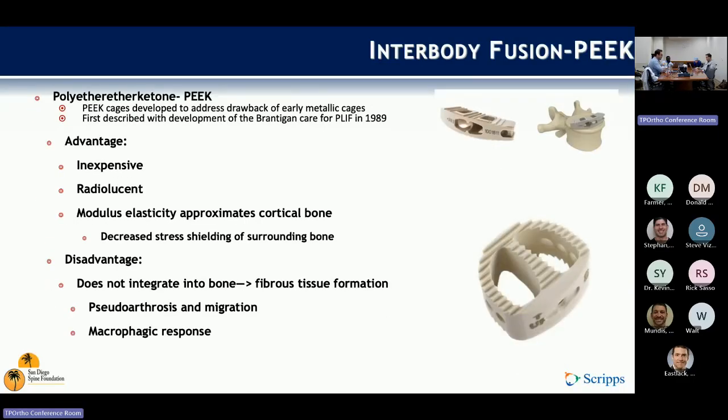Jumping into PEEK now. PEEK is radiolucent and has a modulus that's closer to cortical bone, which reduces imaging artifact and subsidence. However, it does tend to form a fibrous interface with a macrophagic response rather than direct bone bonding. This occasionally raises some concerns in the community about pseudoarthrosis or cage migration, but there still does appear to be clinical fusion across the site that is worth using.